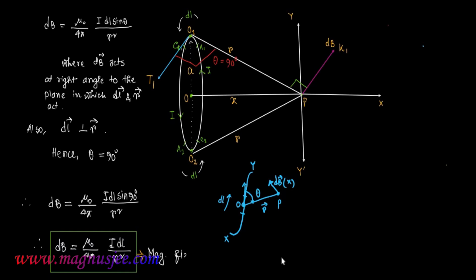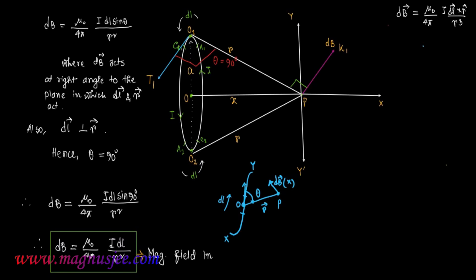This is the magnetic field induction at the point P due to the current element A1C1 at the edge O1 of the circular coil. Now vector dB has the expression mu 0 by 4 pi I vector dl cross vector r divided by r cube. According to the property of cross product between two vectors, this angle theta is 90 degree.